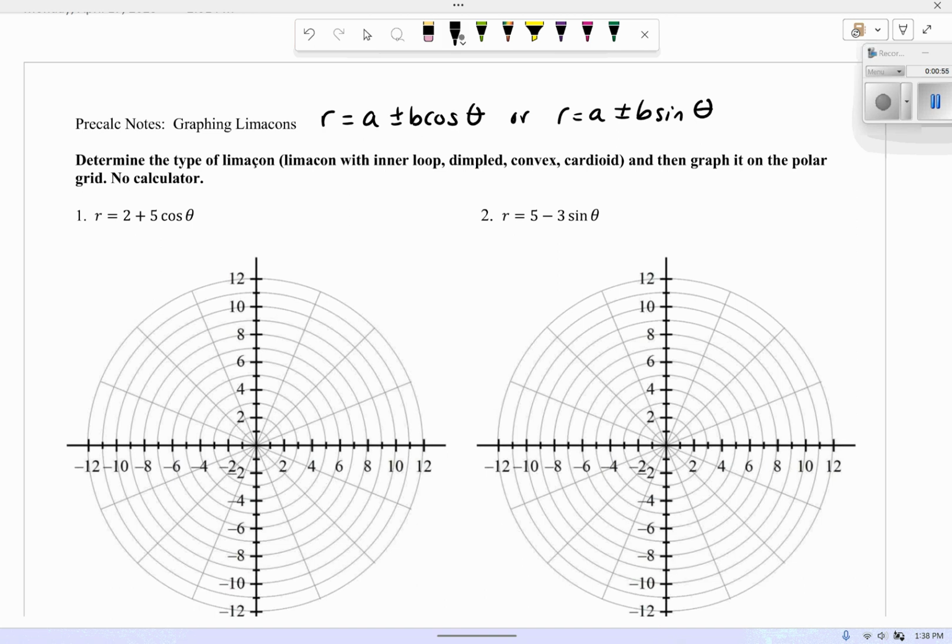So you'll notice here that your a value is less than our b value. So if the a value is less than the b value, that means this is a limacon with an inner loop.